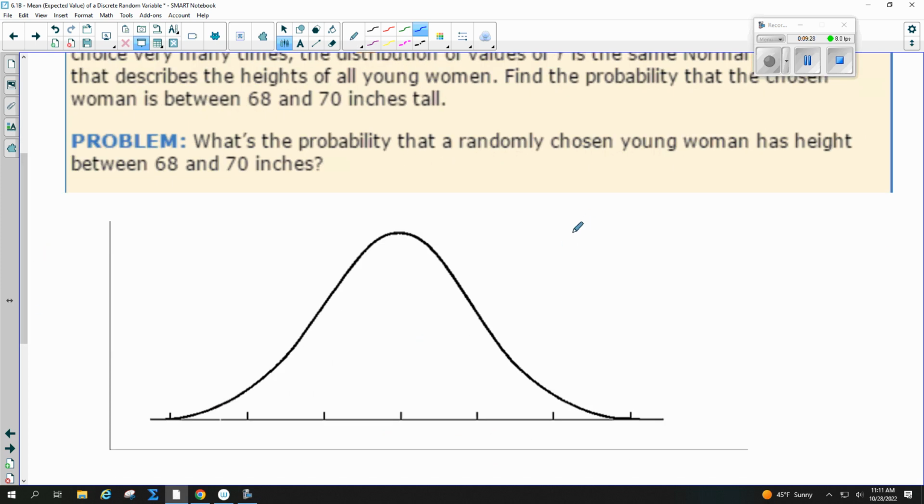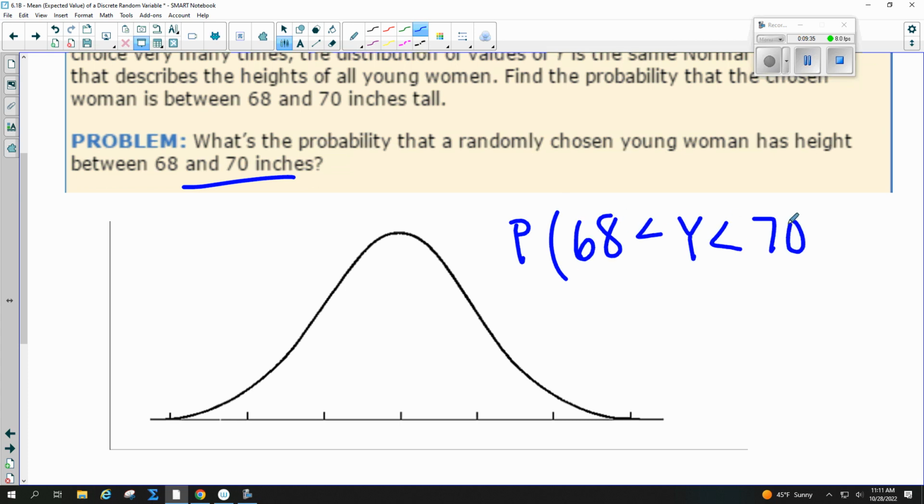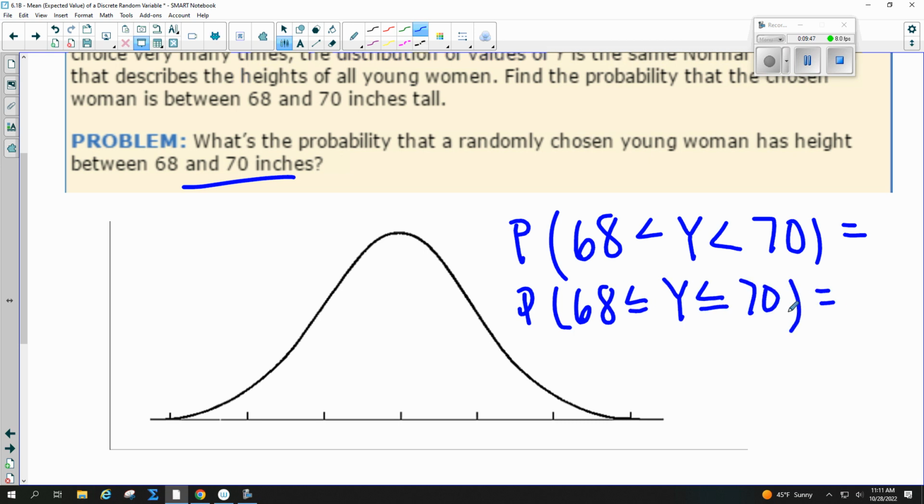So for my probability statement, I would write it like this. Between 68 and 70. By the way, are those the same? Yep. In a continuous distribution, that means the exact same thing because 68 has no actual area under the curve. In a discrete distribution, these are totally different. In discrete, the table, it definitely means something different. So pay attention if it's discrete. Continuous, it doesn't matter which way you do it.